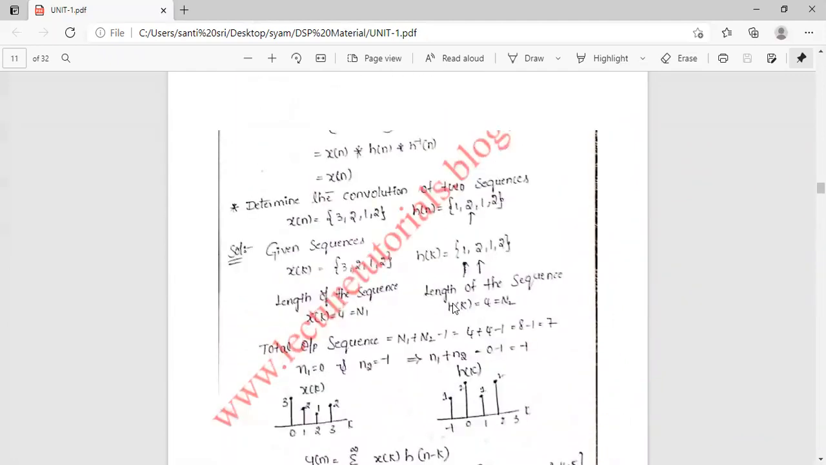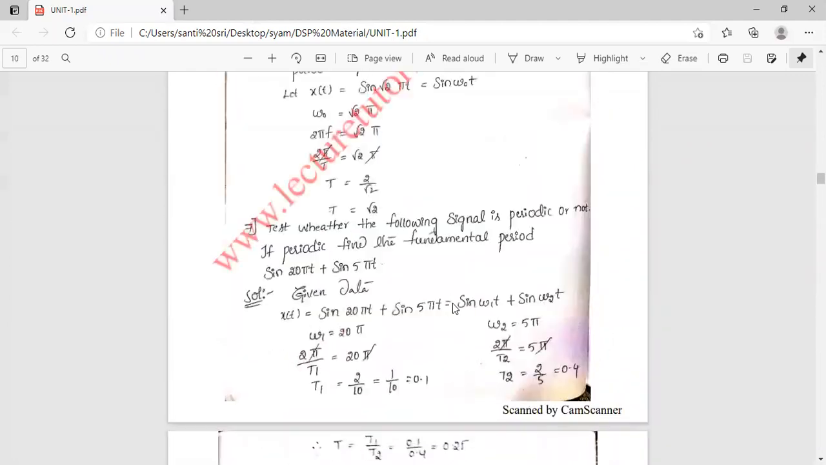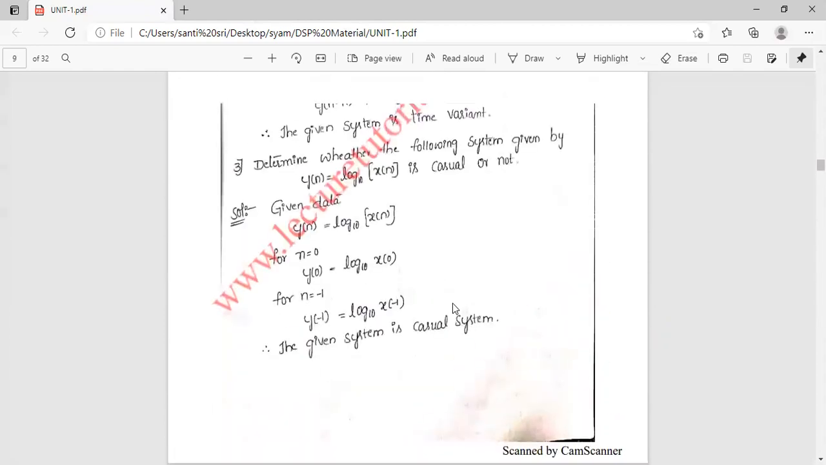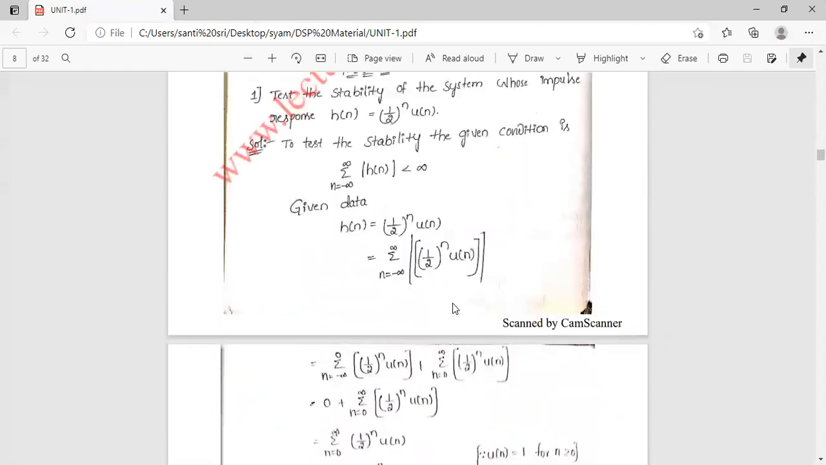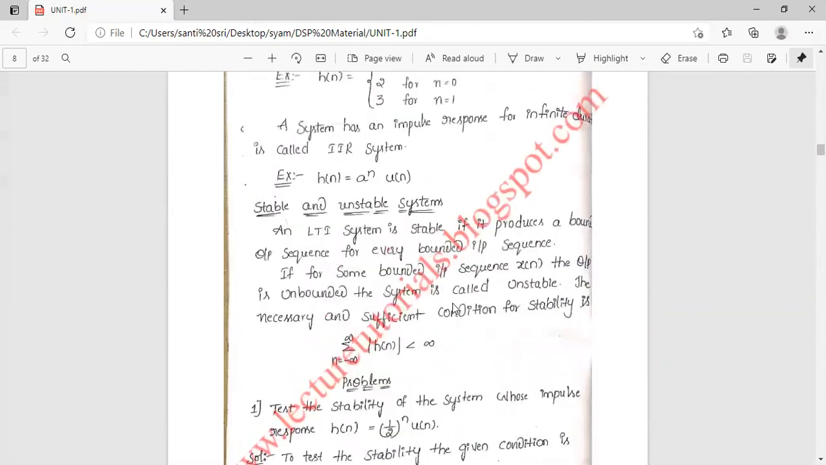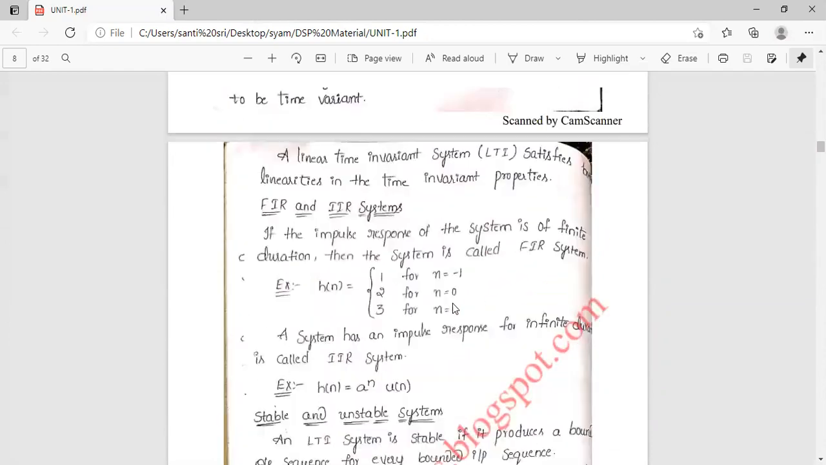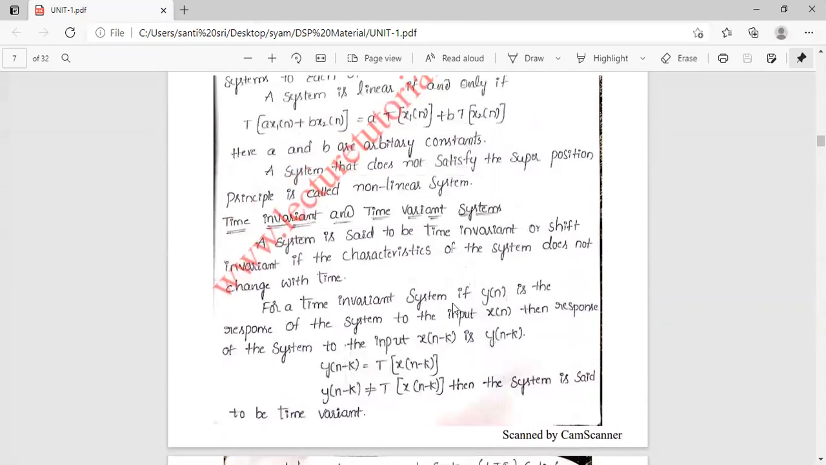Next, convolution of two sequences, and problems of testing stability. So these are all the small problems. This is about today's class.